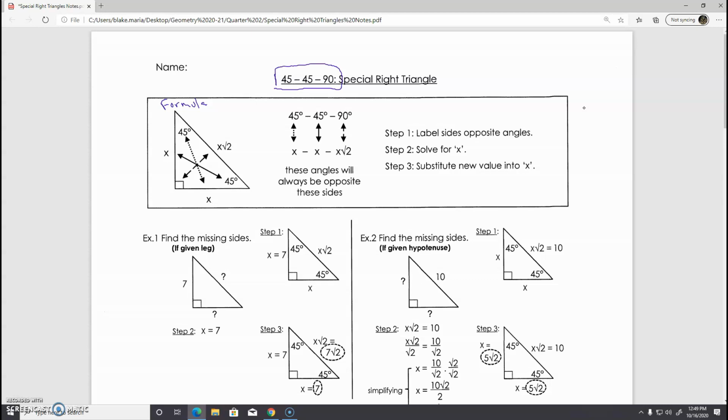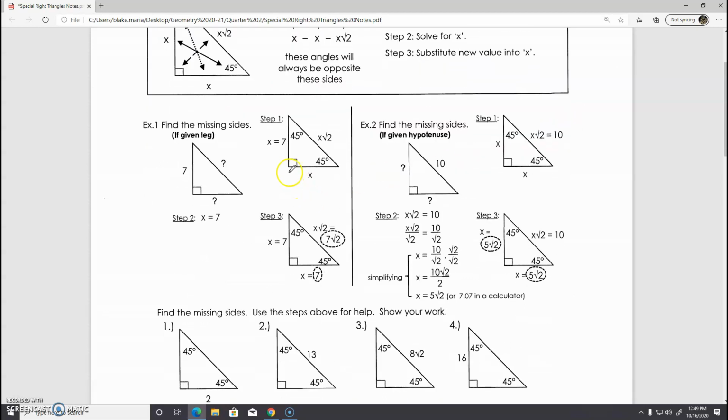So if you look at example 1, first we would start with our formula. Here's the triangle. We know it's a 45, 45, 90. So we're going to label our legs X, X, and X root 2. So according to this, we know X is 7. And we know X root 2 is 7 root 2. And you're done. This side is 7 root 2.